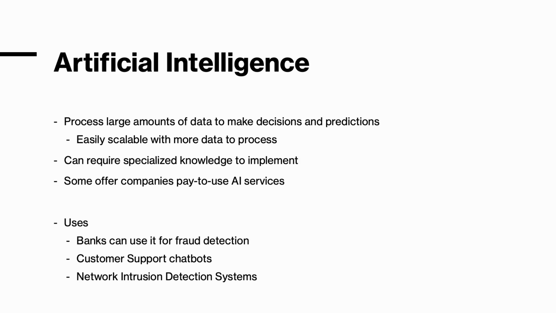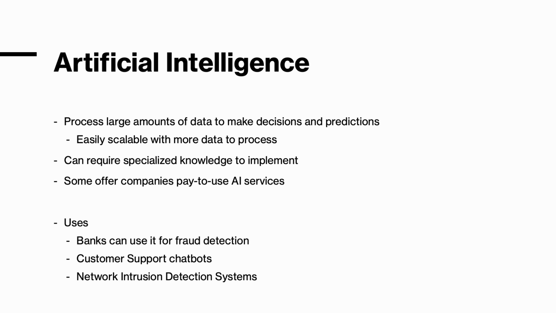And there's artificial intelligence, as I mentioned slightly on the last slide. Artificial intelligence is able to process large amounts of data to make decisions or predictions. It's easily scalable as it just needs more data to make more decisions. It can require more specialized knowledge to implement, but there are also companies that offer pay-to-use AI services to implement into your website if you aren't looking to create your own little AI bot.